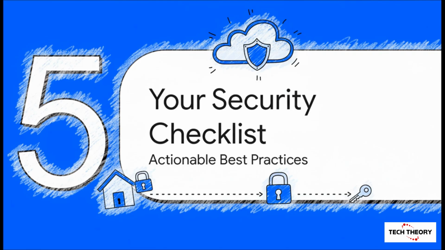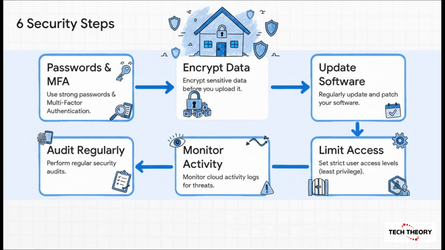Okay, so all of this brings us to the most important part of all. What can you actually do, starting right now, to make your digital house way more secure? Here it is. This is your security checklist. Number 1, and I can't stress this enough, this is by far the most important thing you can do. Use strong, unique passwords and turn on multi-factor authentication everywhere. Seriously. Then, make sure you encrypt your most sensitive data. Keep your software updated to patch any weak spots. Be really strict about who gets access to what. And finally, it's a good idea to keep an eye on activity logs and just do regular security checkups.